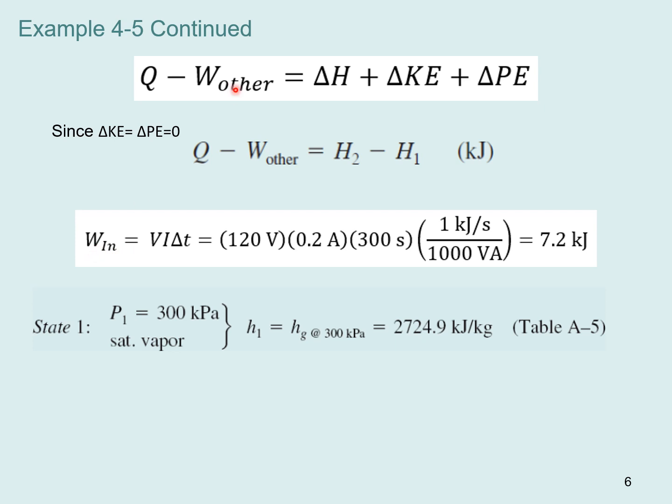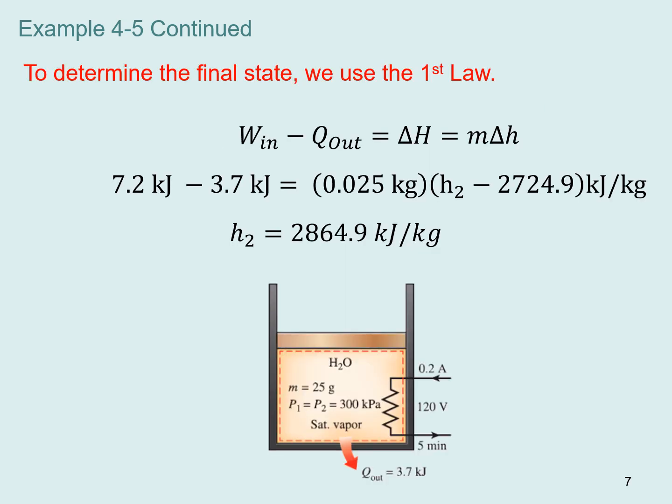So now we calculate what the work in is. We could go to the tables for state 1, which is 300 kilopascals, saturated vapor, so we can look up what the enthalpy is. It's the Hg value in the tables at 300 kilopascals. Make sure you can get this value. Go look it up in the table: 2,724.9 kilojoules per kilogram.